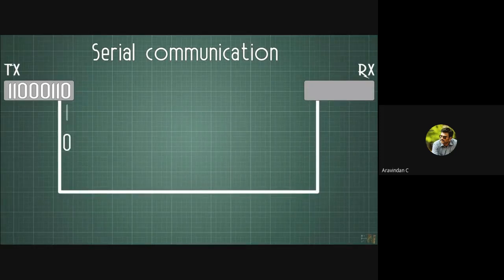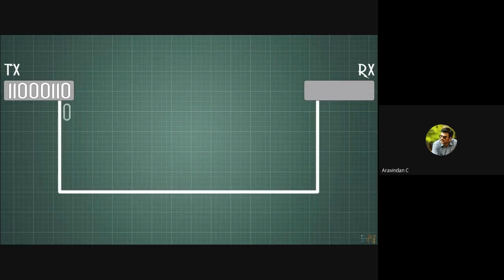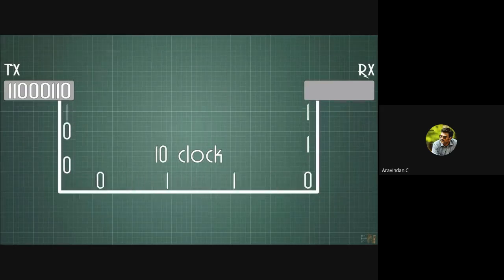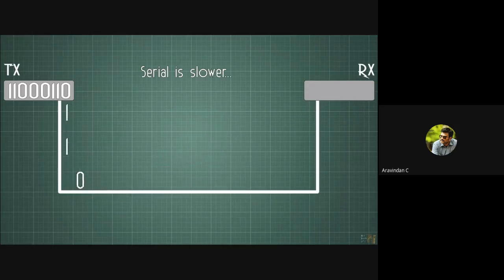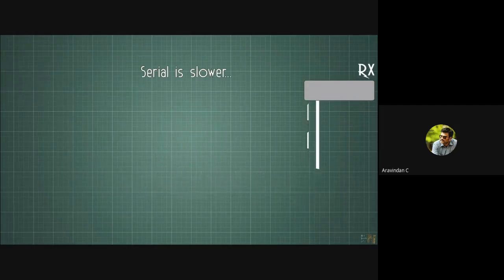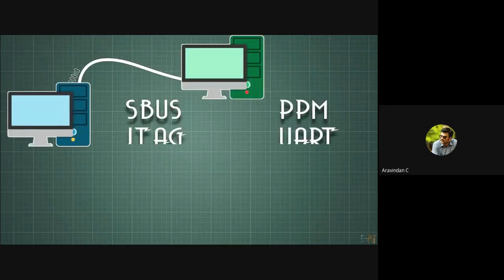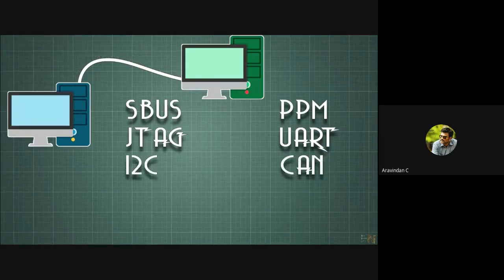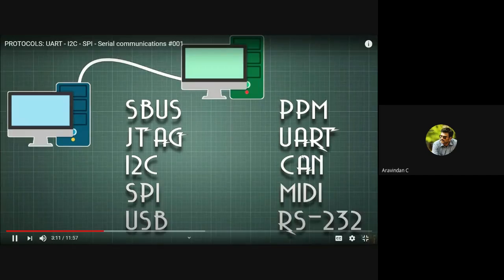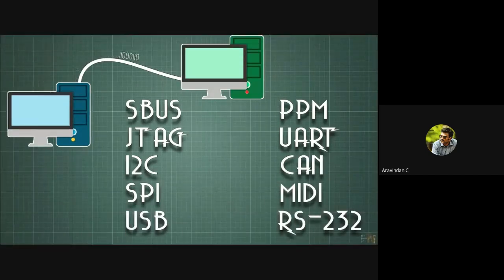But you could already see the downside of this type of communication. If we send 16 bits in parallel, we need only one clock pulse to send all the data. If we send the same data using serial communication, we will need 16 clock pulses to send the same amount of data, so this will be 16 times slower. That's the main disadvantage of using serial communication. As examples of serial communication, we have the S-Bus, the PPM, the JTAG connection, UART, I2C, the CAN, SPI, MIDI, USB, RS-232 and more. And even Morse code could be a serial communication.